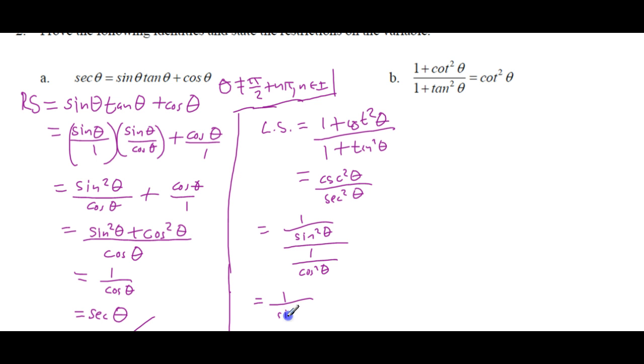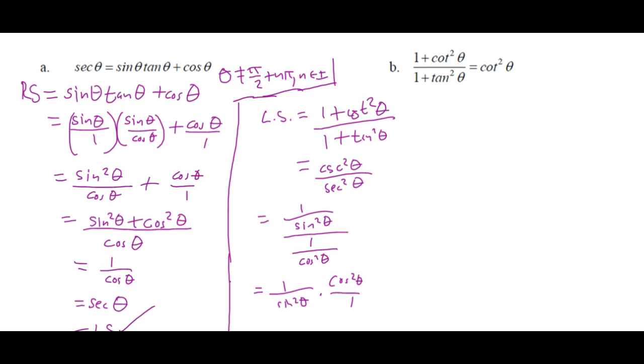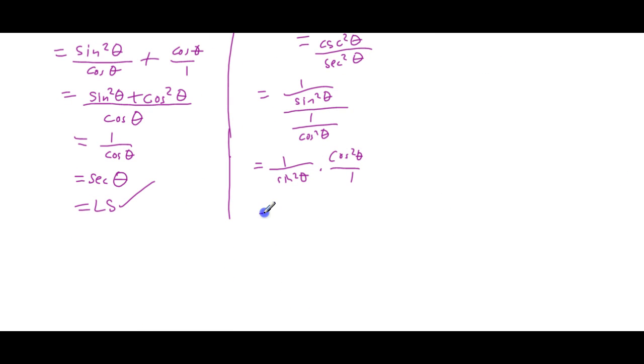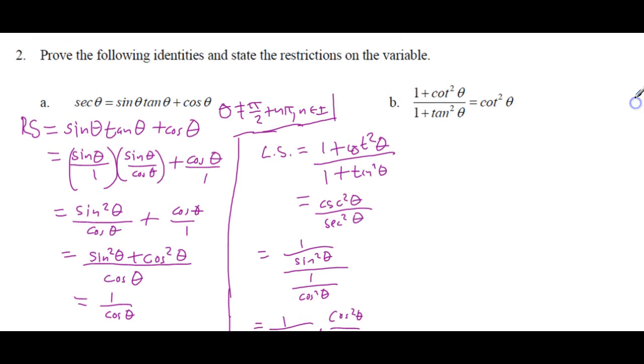So I have 1 over sine squared theta times, flip it, cos squared theta over 1, which is cos squared theta over sine squared theta, which is cotan squared theta, which is the right side. We are on the side of right.